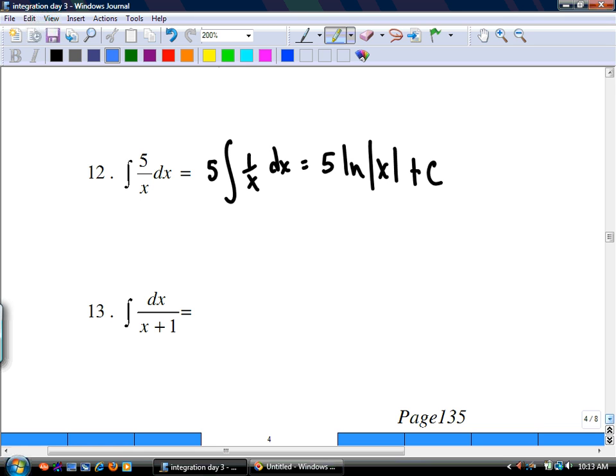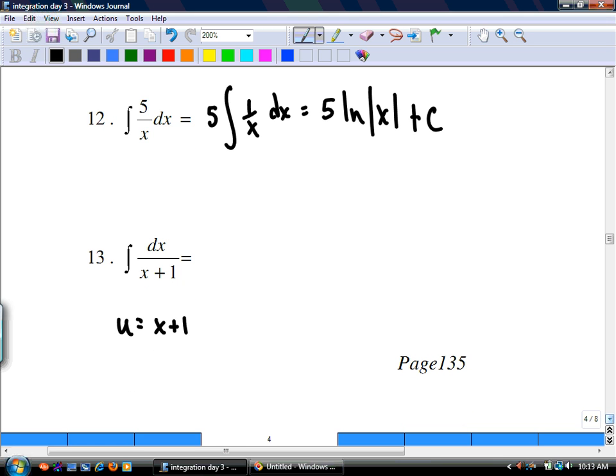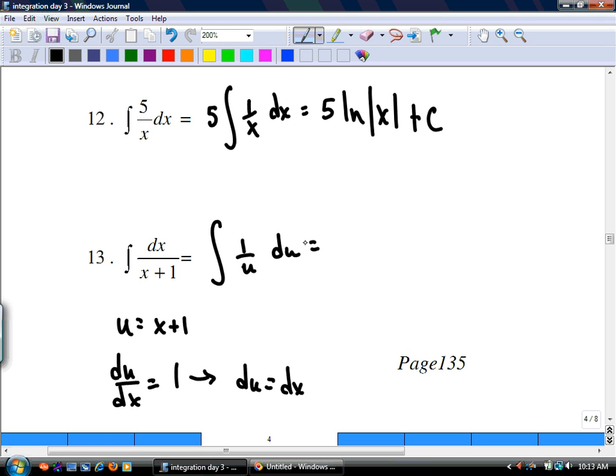Okay, 13. Let u equal x plus 1. What's du? du over dx is equal to 1. du equals dx. So we get the integral of 1 over u du. What's the antiderivative of 1 over u? ln u plus c. ln of x plus 1 plus c.